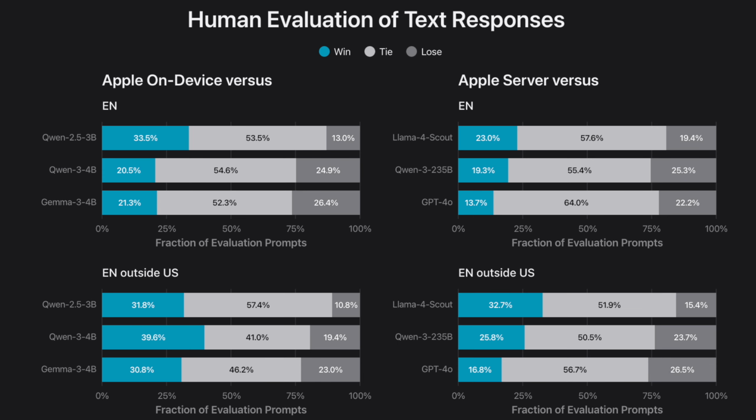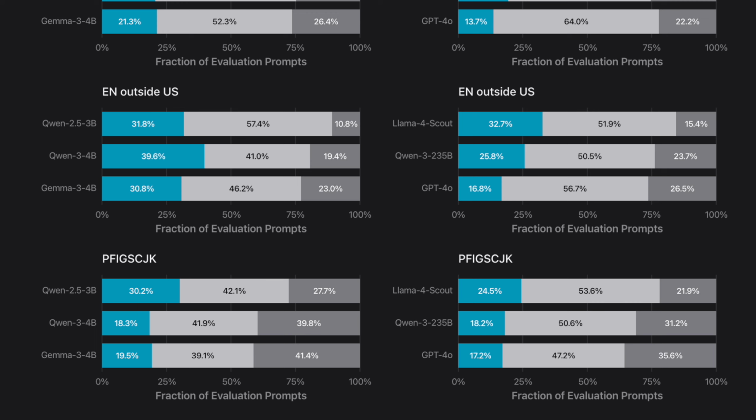Using human graders to evaluate responses, the on-device model beats the slightly larger Qwen 2.5 3B model, but it loses to Qwen 3 4B and Gemma 3 4B. It does apparently perform much better at English outside of the US, basically British, Canadian, and a few others, so I guess that's a win for me. But bad news if you're Portuguese, French, Italian, German, Spanish, Chinese, Japanese, or Korean. It performs significantly worse than Gemma there.